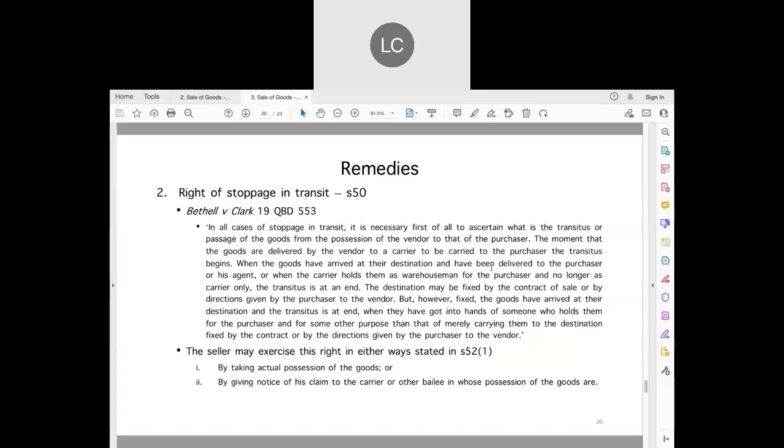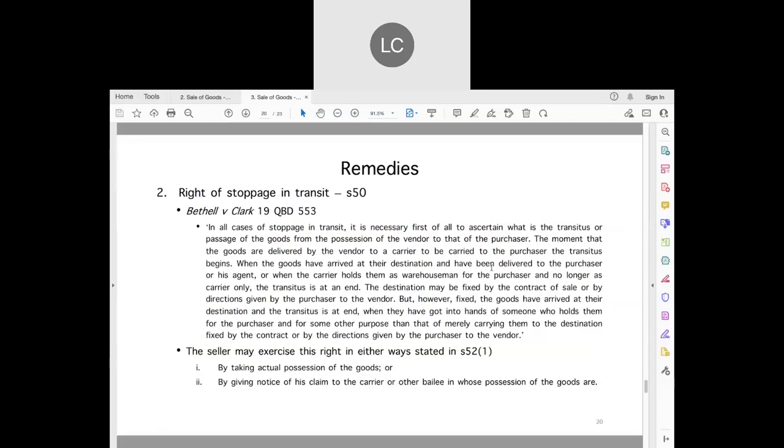Okay, and when the notice is given to the carrier, it can be given to the employee in whose actual possession the good is in, or to the principal. If it is given to the principal, the notice must be given at such time and under such circumstances that the principal, by the exercise of reasonable diligence, may communicate it to the employee or agent in time to prevent a delivery to the buyer. Okay?